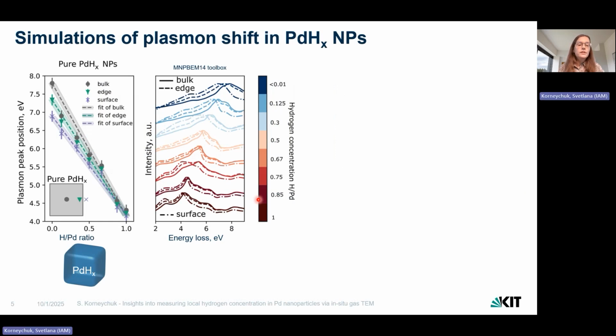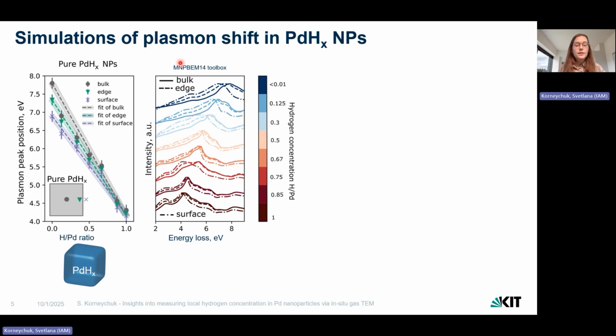So I want to spend a bit more time again on explaining the simulations and how we evaluated the concentration of palladium hydrogen nanoparticles before actually showing you the experimental results, because this is important to understand how we calibrated the concentration. So we used again the simulations with the MNPBEM toolbox.